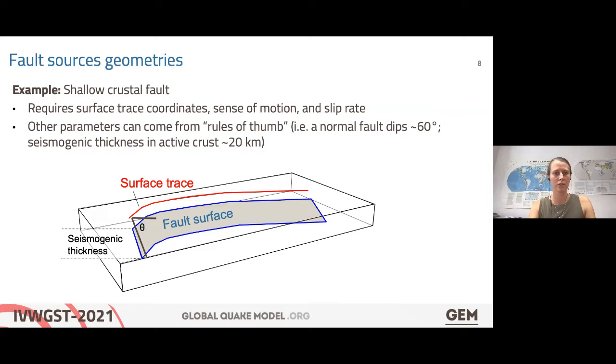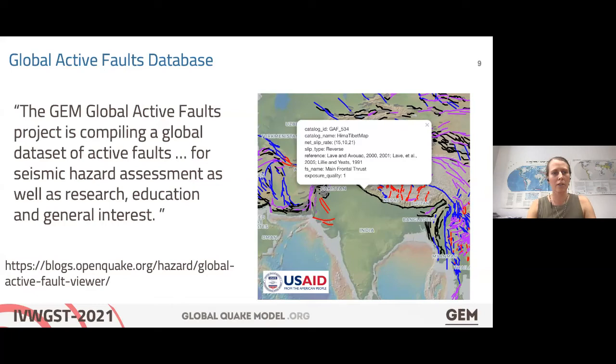And one of the good sources for finding these surface traces is GEM's Global Active Faults Project, which is working to compile data sets of active faults from all over the world using different databases produced by the experts from those areas. And these are particularly being prepared for seismic hazard assessment, while they also have other applications such as in research and education.